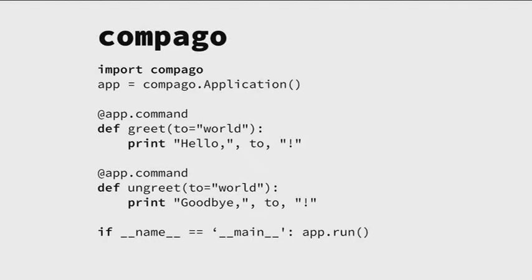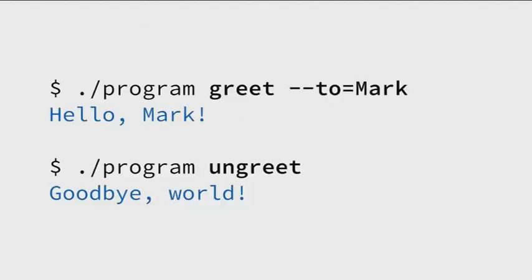And the same with ungreet, I added another subcommand. Now we can call this program with ungreet, and we can choose to call it with a parameter or not. If you don't provide a default value for the parameter, then it's a compulsory parameter, and you have to provide it if you're running the ungreet command. And then when you run it, it looks like this.